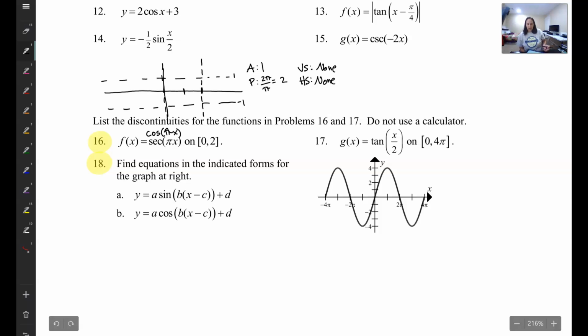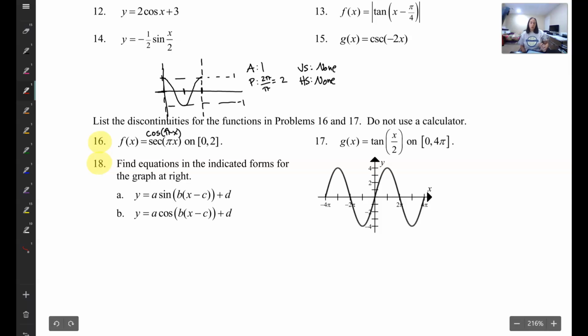And that's actually all I need. I do not need the left part of this graph right here, because if you look at the problem, it says on 0, 2. That restricts our domain, so we don't care what's happening in the negative. Okay, next I'm graphing cosine right now, so I'm going to have my C shape.